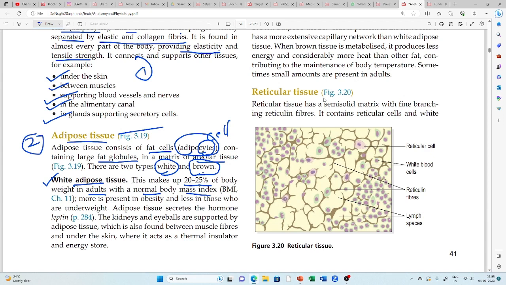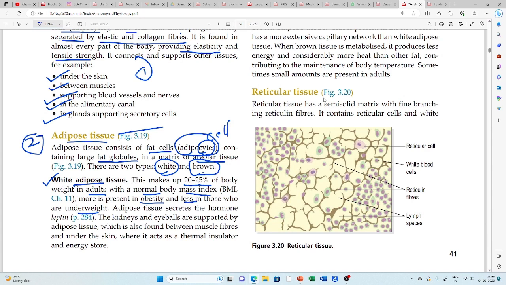More is present in obesity. This is very important: white adipose tissue is found more in obese people and less in those who are underweight. Who is having less weight has less white adipose tissue. Who is having more weight has more white adipose tissue, not brown. Now we are studying white adipose tissue. It is more in obese and less in underweight or thin people.